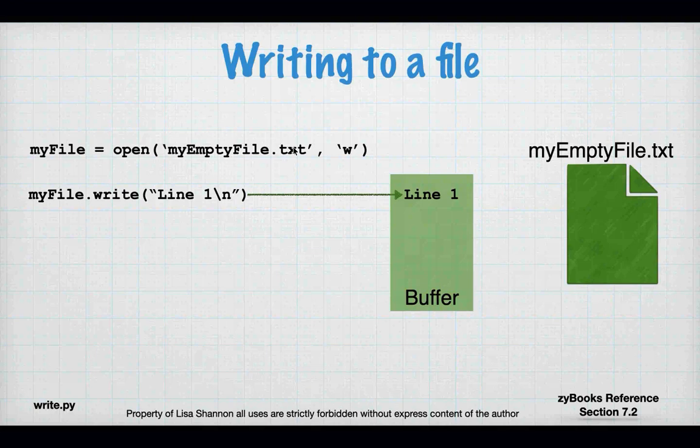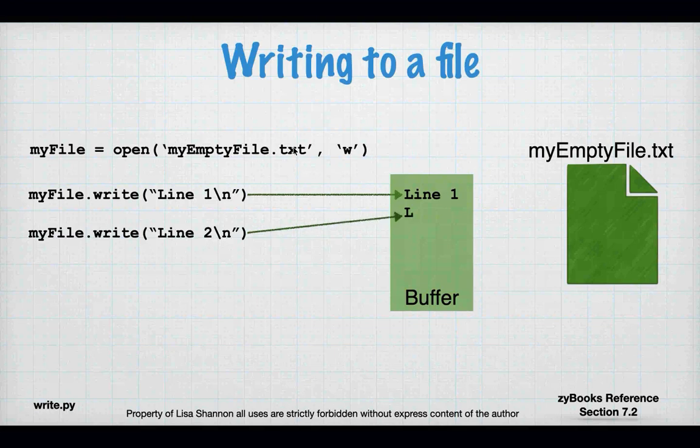So we have to understand that we don't have just this one connection to the file. We have a connection to the buffer, and then the buffer has the connection to the file. I've got my file.write, and write is a function used on the file object, and its sole purpose is to write data to a file. You'll also see here that line one has a new line after it. Nothing is going to add a new line to my file unless I do it. There's no magic there. So right now, everything is sitting in the buffer.